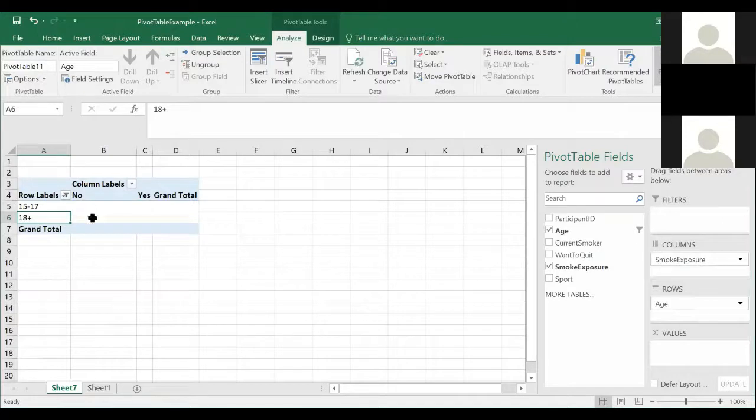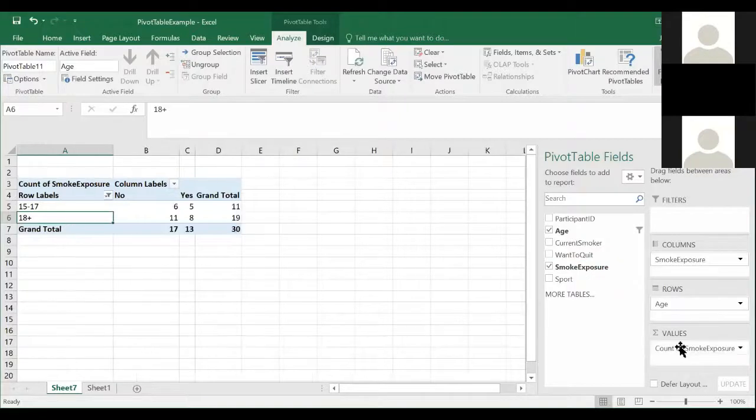So you notice there's nothing populated here right now. That's because we haven't put anything in the values. So now I'm going to grab smoke exposure again. I'm going to put it down into the value section. And then here you are, a 2x2 table, really quick and easy.